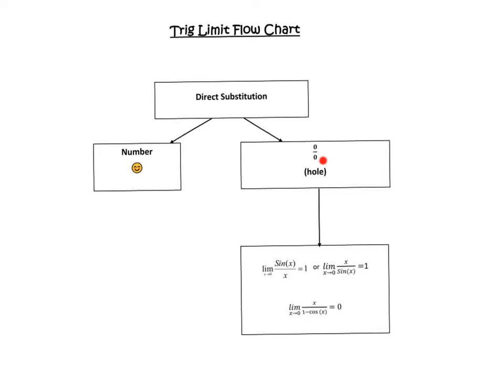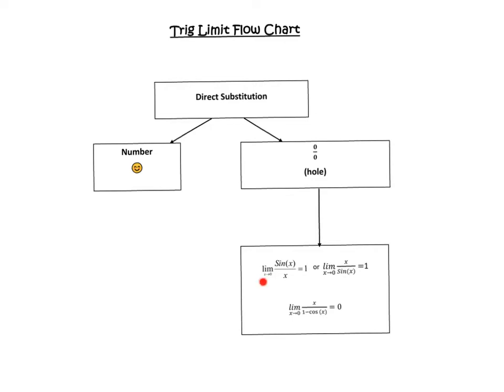If we get 0 over 0, that means we have a hole. Normally we have factoring, conjugates, common denominators, all those things to help us out of a hole. But if we have a trig limit with a 0 over 0, we want to use these definitions.